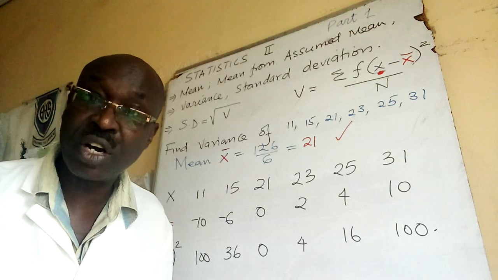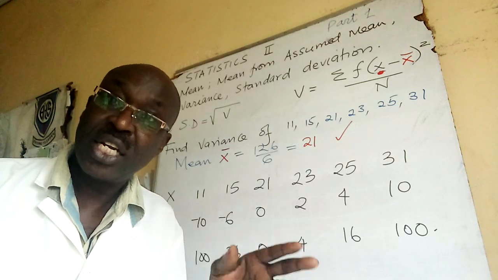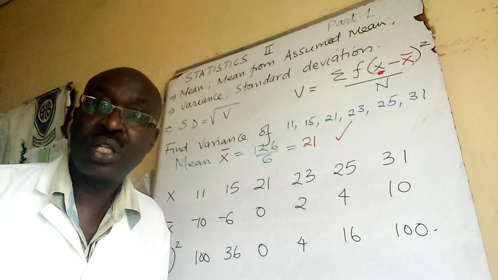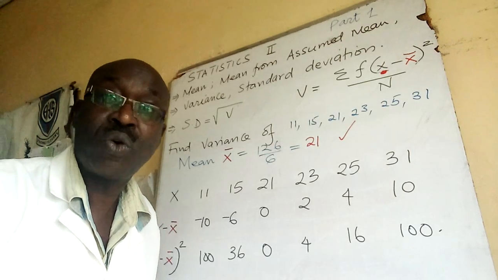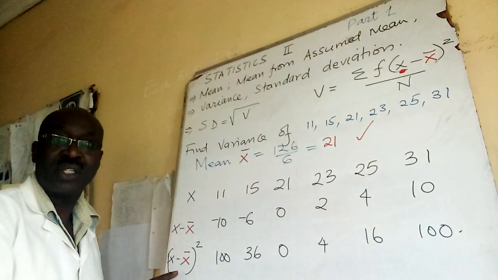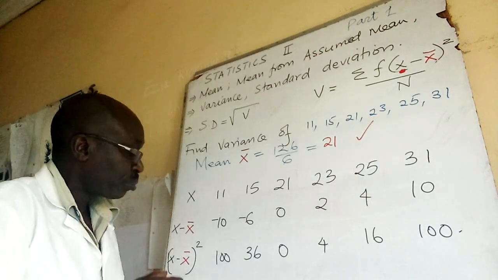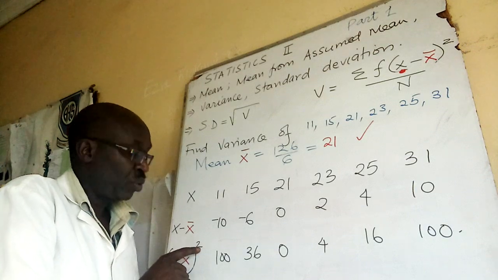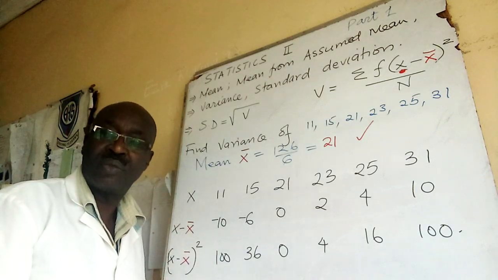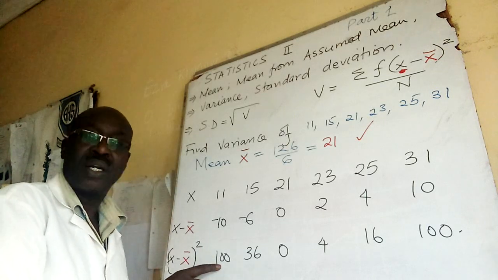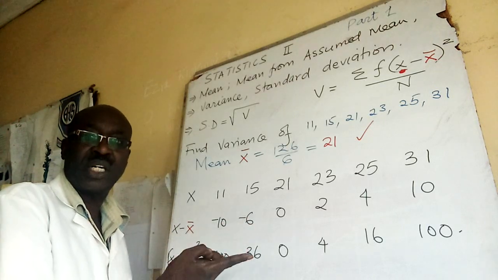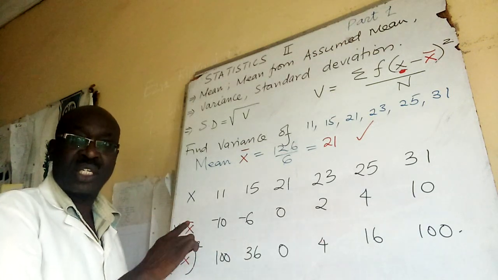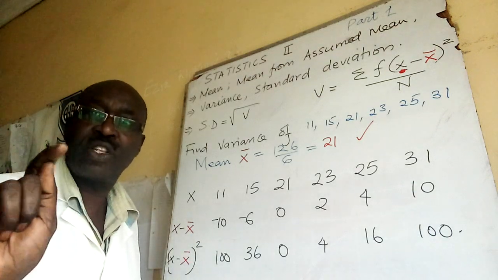There is a difference when you are writing your work. There is x and there is bar x. You cannot change them; they have different meanings. So we concentrate now on the second operation, which is square. The values you have here, you are asked to square them, so everything will be positive. Negative 10 times negative 10, 100. Negative 6 times negative 6, 36. And so on. So these are the basic components of the formula.